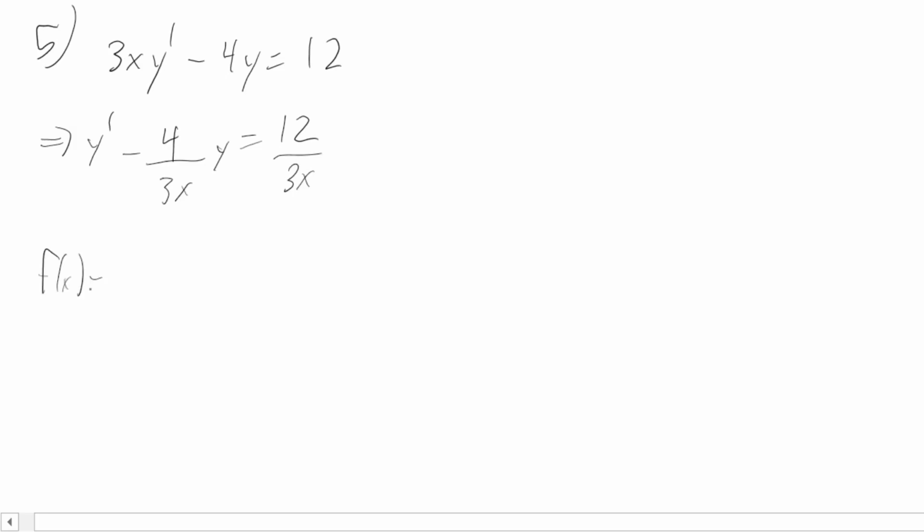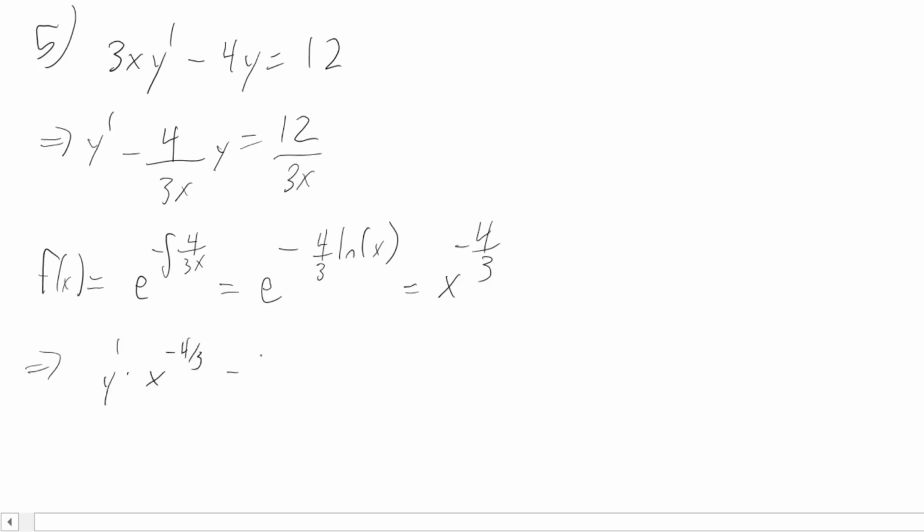And then again, we solve for our integrating factor as usual, so f of x, we might want to call it e to the negative antiderivative of 4 over 3x. And so this is just e to the negative 4/3 ln of x, which is x to the negative 4/3. So after multiplying both sides by x to the negative 4/3, then our left side is going to be the product rule of y times x to the negative 4/3.